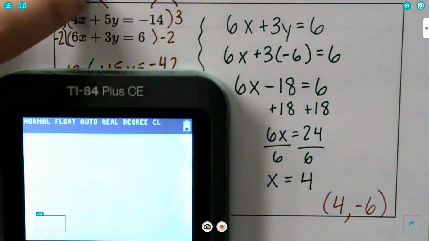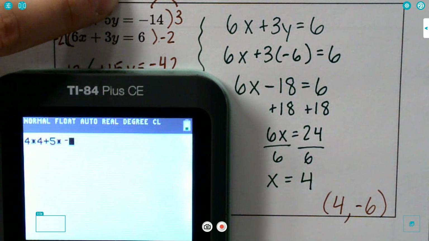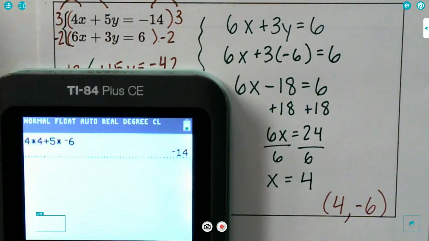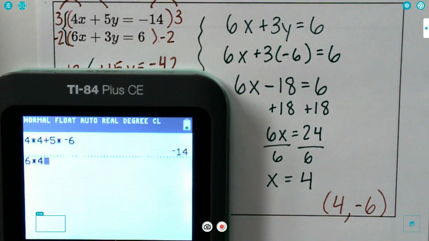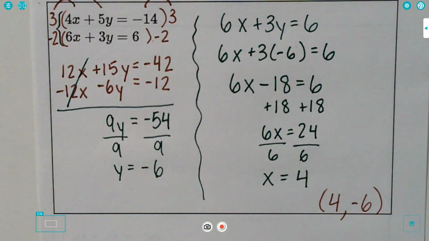So 4x would be 4 times 4, plus 5y would be plus 5 times -6, is -14. That one checks out. And then the other one, 6x, so 6 times 4, plus 3y, so plus 3 times -6 is 6. So you can plug in x and y to check. So you should be able to turn in your test, and if you checked all of your equations, you can know that you have most of them, all of them right. Unless something insane happened.